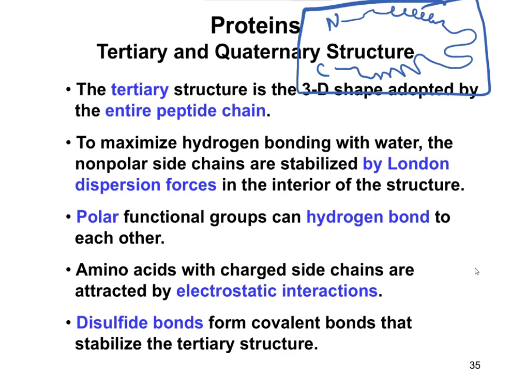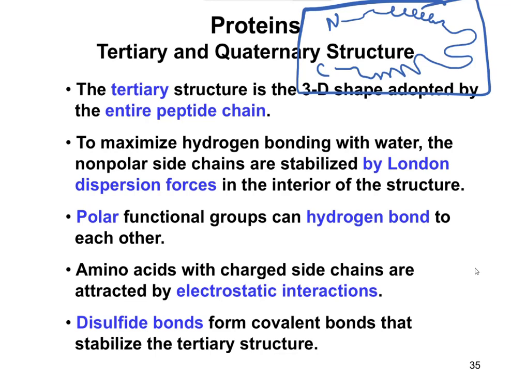And then polar functional groups are going to be found on the outer edge of the structure because they can hydrogen bond not only with themselves but also with water that's in the solution that's going to surround the protein. Amino acids that have charged side chains, like the basic and the acidic ones, right?